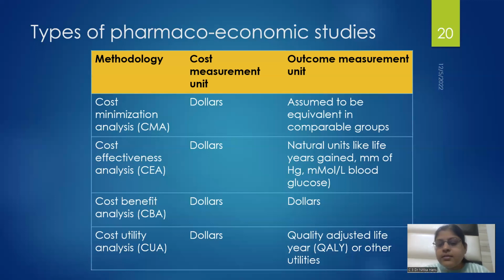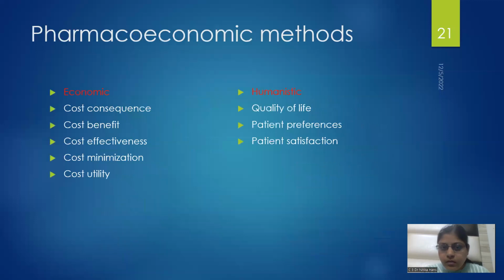In cost benefit analysis, both the cost measurement unit as well as the outcome measurement unit are in monetary terms, such as dollars, because benefit is seen in respect of cost, and cost is also seen in monetary terms. Cost utility analysis means there are quality adjusted life years or other utilities as the outcome measurement unit, and dollars is the cost measurement unit. That is cost utility analysis.